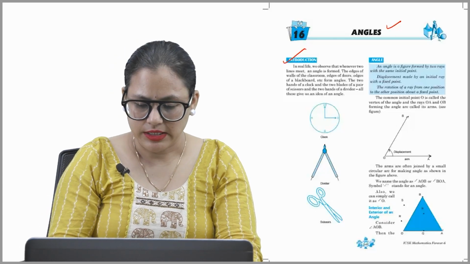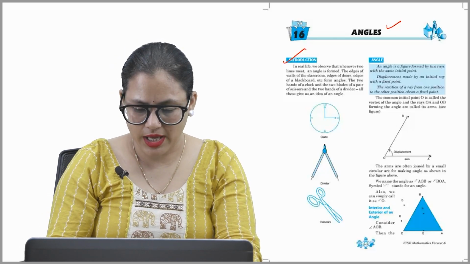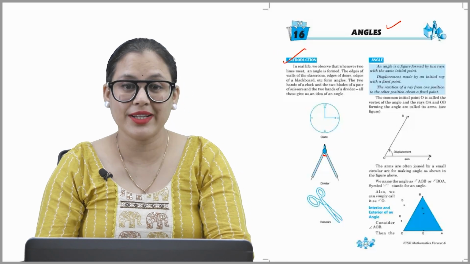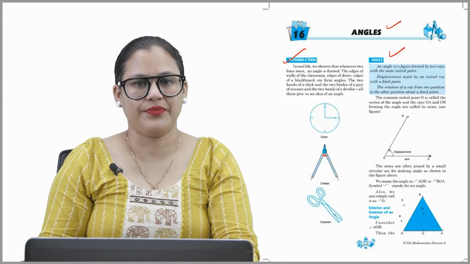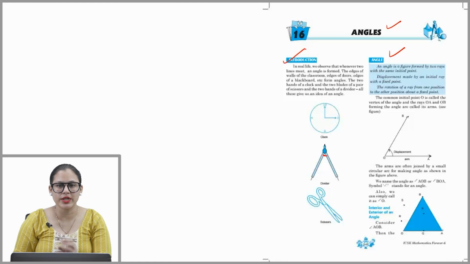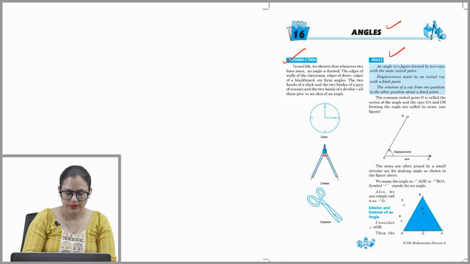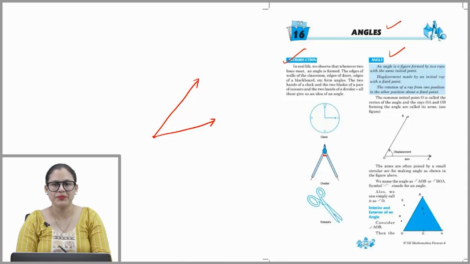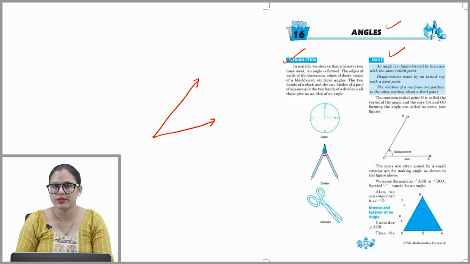For example, this is also an angle, this is also an angle, this is also an angle, right? So what is an angle? An angle is a figure formed by two rays with the same initial point, okay? One ray, two rays, and both of them have the same initial point. So displacement made by an initial ray with a fixed point, the rotation of a ray from one position to the other position about a fixed point.